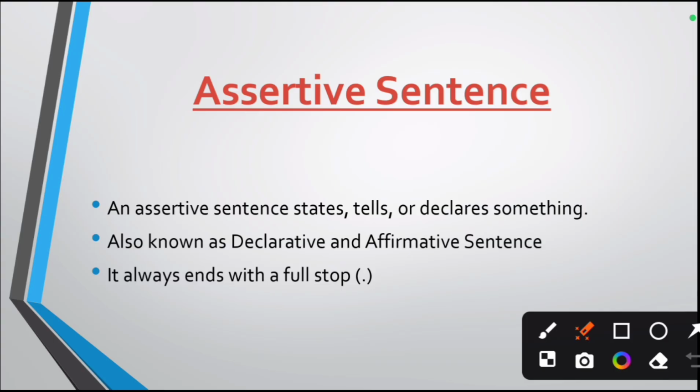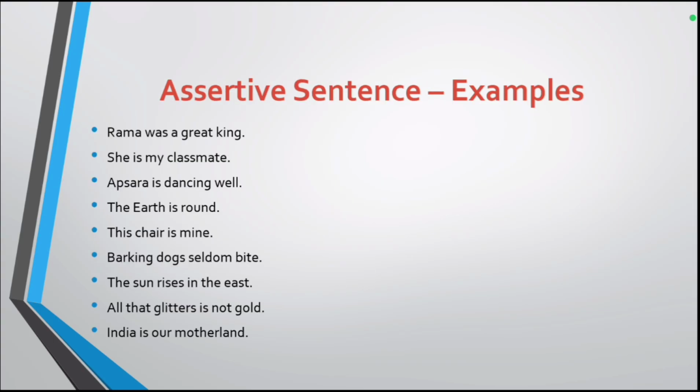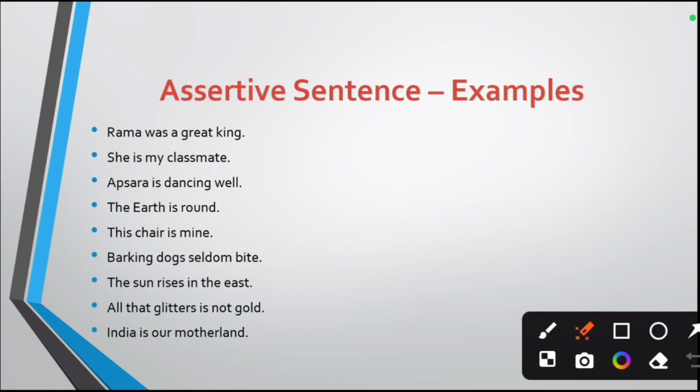If I give you examples, you will understand even better. These are the examples of assertive sentences. See the first one: Rama was a great king. The full stop is there at the end. Obviously it's a combination of meaningful words. It's a sentence. It is stating very clearly that Rama was a great king. That is why it's an affirmative sentence.